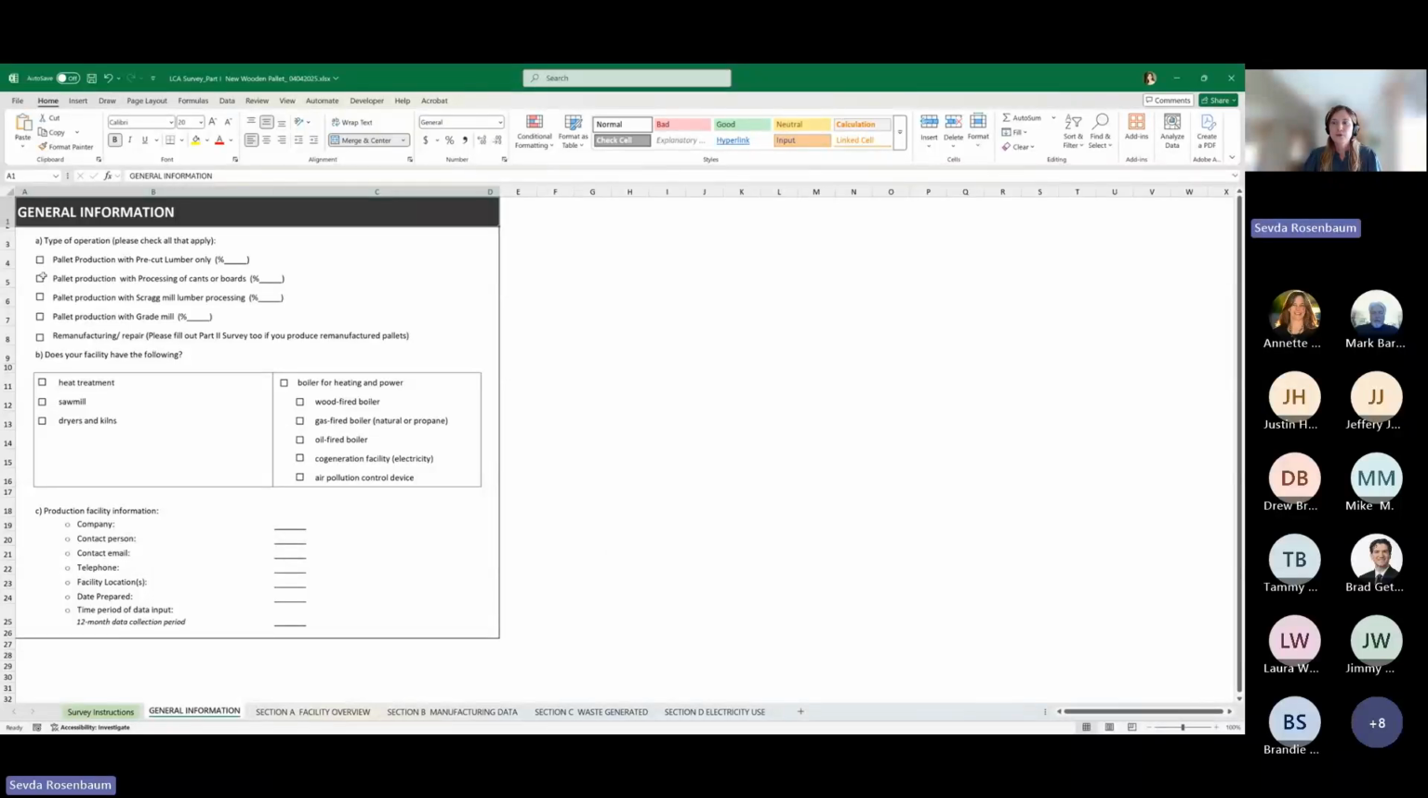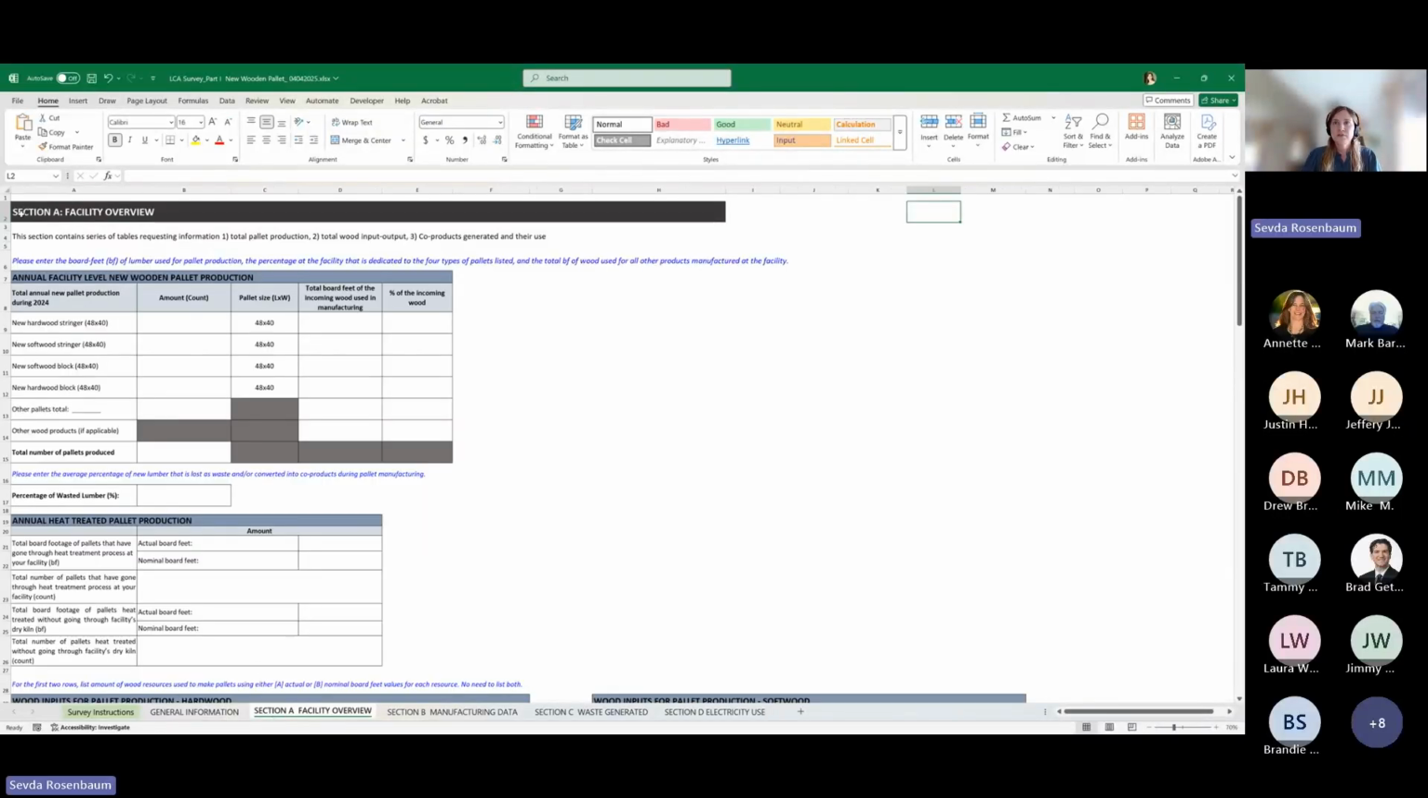So this first tab is asking just for general information to understand what type of processes you have at your manufacturing facility. And in section C here, we're asking for the contact information, facility information, including the location and also the contact person. Because the first step once we receive data is we review the data and then we follow up with questions. So if you provide the information of the contact person who can reply to our questions, that would be very useful.